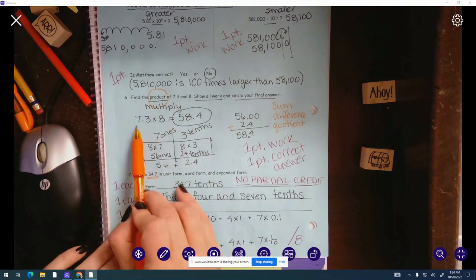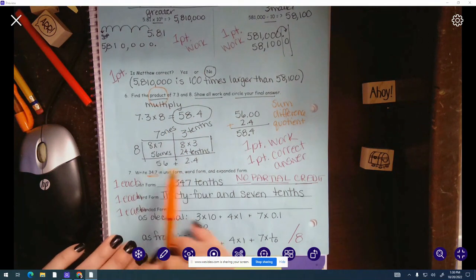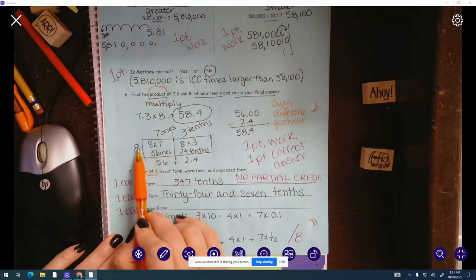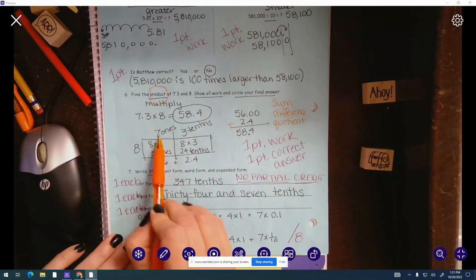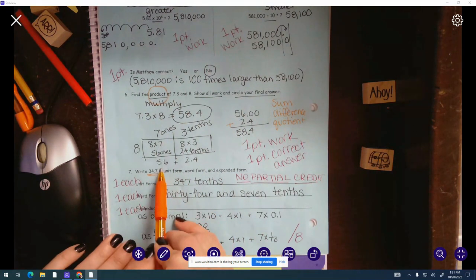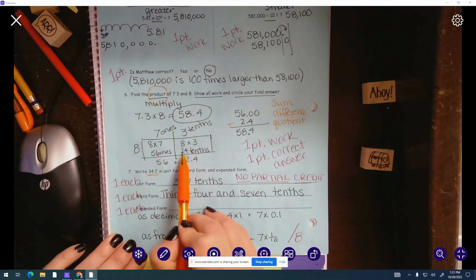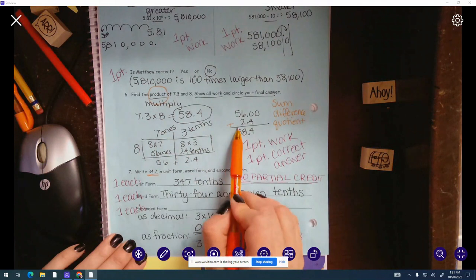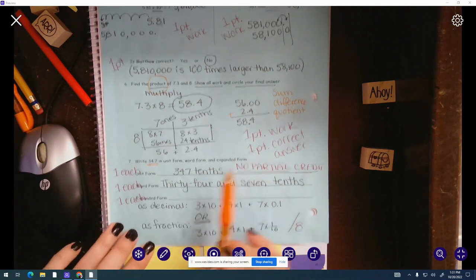Here is the equation, 7 3/10 multiplied by 8. I used an area model. Errors I'm seeing is that you forget what you're multiplying. This is 8 times 7 ones, 56 ones. 8 times 3/10, 24 tenths, not 24. So you add them up. All this work is worth 1 point. 1 point if you get the correct answer.